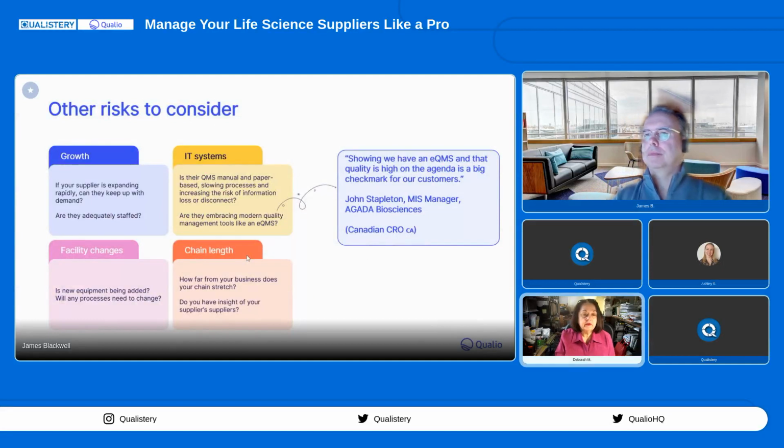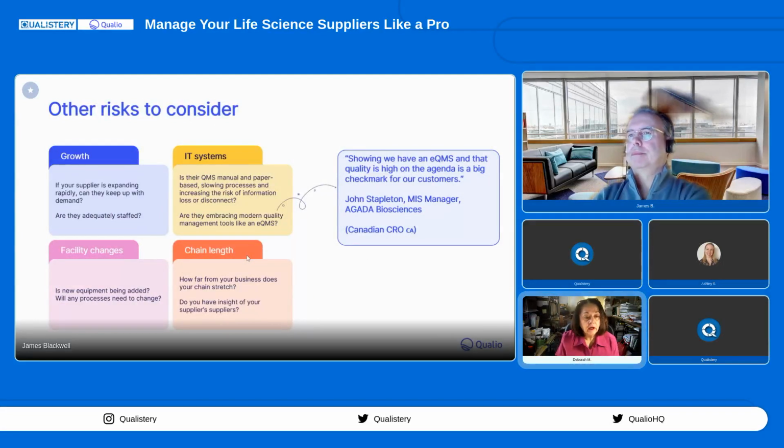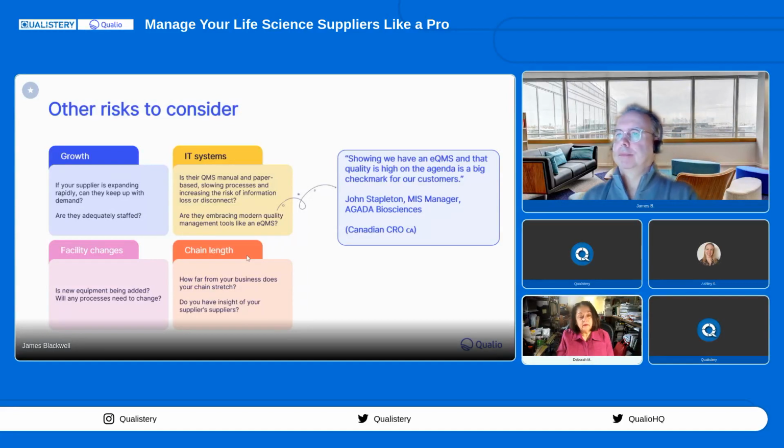So some other risks to consider. Growth. If you're starting out with a drug product or a device and you're not at commercial yet, but you're working towards that, can your suppliers keep up with you? Can they continue to support you as you go through your phases of development? IT systems, my particular bugaboo. With technology changing so fast, a lot of companies don't really have mature, sophisticated IT systems and applications in use yet.